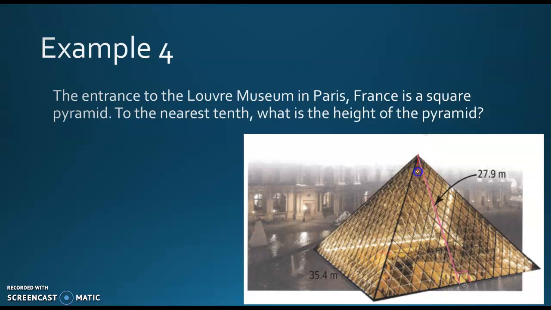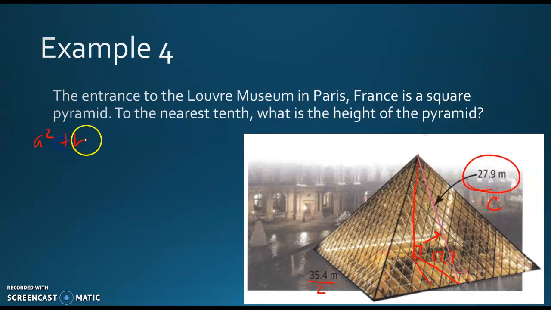So what we are looking for is this height when we drop down that length. And we talked before how that would drop to the center of our pyramid. And so this small length here is going to be half of the 35.4. So we're going to take 35.4 and divide by 2, and that gives us 17.7. That's going to be our A, because here's my right angle, and this 27.9 is my C.